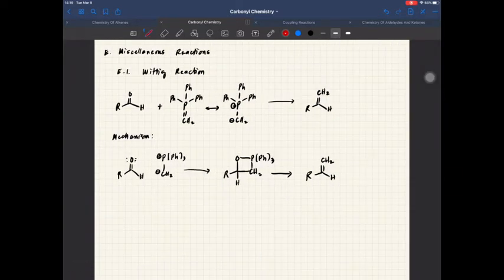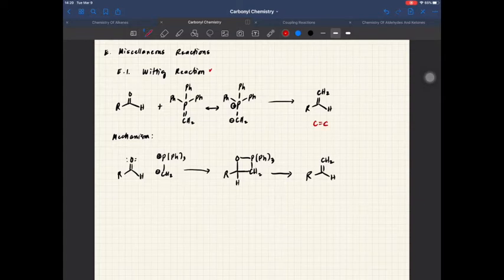The last reactions that I would like to introduce to you are the miscellaneous reactions of carbonyl compounds. We have two miscellaneous reactions that I would like to underscore. The first one is the Wittig reaction. The Wittig reaction converts aldehydes and ketones to alkenes.